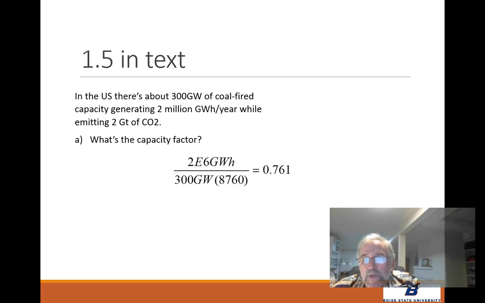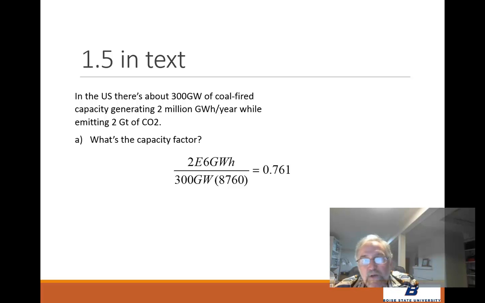Okay, the last problem, 1.5 in the text, is getting at what happens if we were to replace all of the coal plants with a nice efficient natural gas plant. So still fossil fuel, still fuel that we have available in the United States, it's just cleaner. How much impact could that make? Well, they come up with some numbers here for us.